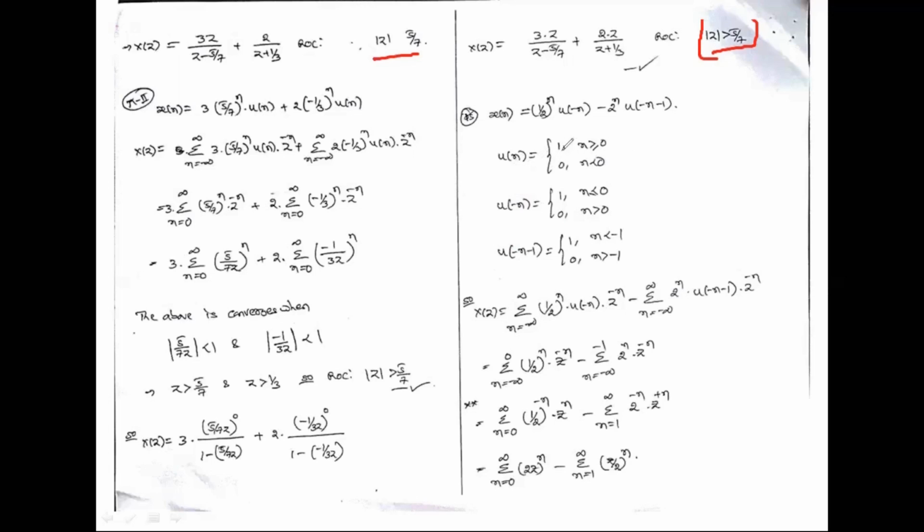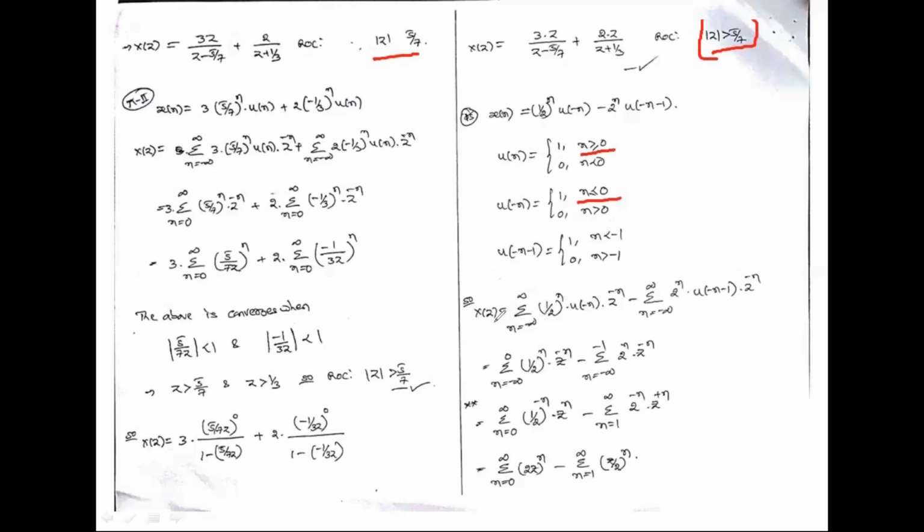u of n, we know, is 1 for n greater than or equal to 0. u of minus n means 1 for n less than or equal to 0. Here it is greater than or equal to 0, and this one is less than or equal to 0 because it is a folded function. For u of n, u of minus n is a folded function. Similarly, u of minus n minus 1 is 1 for n less than minus 1. Got it, my dear students?